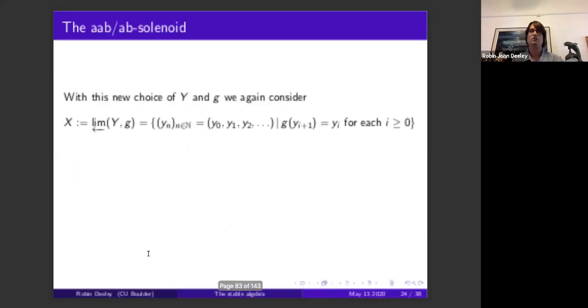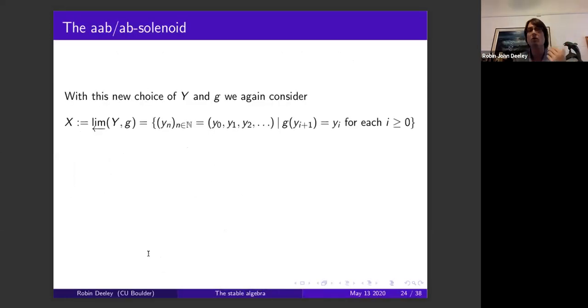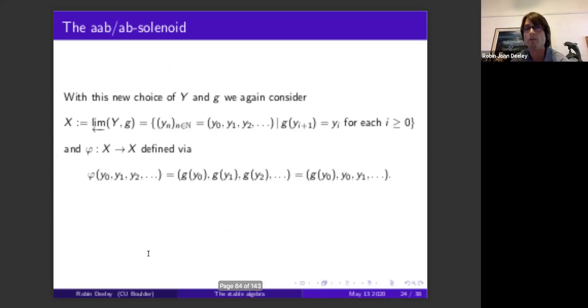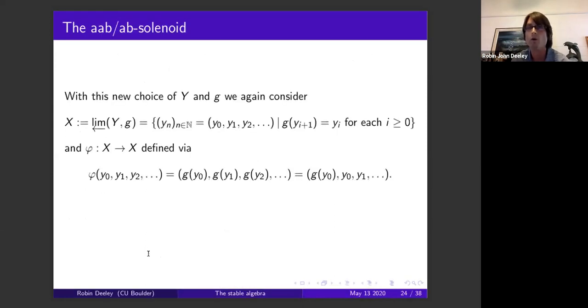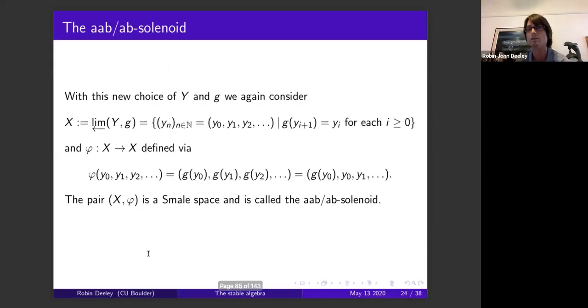Let's talk about what space we make. So again, we're going to apply the same method. We're going to take this, we're going to make an inverse limit. So this is completely analogous to the 2 solenoid. We just have a different space, different map, so a different X. Now, likewise, we define analogously the homeomorphism. Same deal, everything works. It's an inverse limit construction. This is a homeomorphism, and this object is called the AAB/AB solenoid.